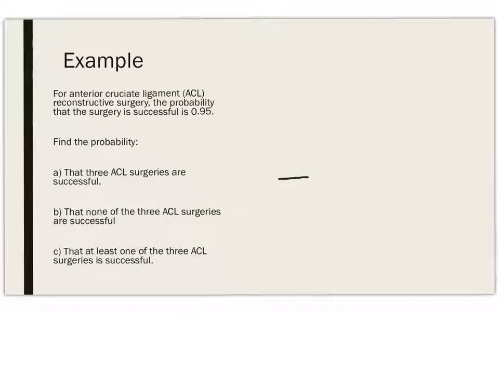So you have 3 people that come in, person 1, person 2, and person 3, all get ACL surgery. Each person has the exact same probability of success, which is 95%. So that's 0.95, 0.95, and 0.95. Because they're independent, we can just multiply their probabilities. So this is 0.95 times 0.95 times 0.95, or 0.95 to the third, which is 0.8574, rounding to 4 places. So the probability that all 3 surgeries are successful is about 85.74%.